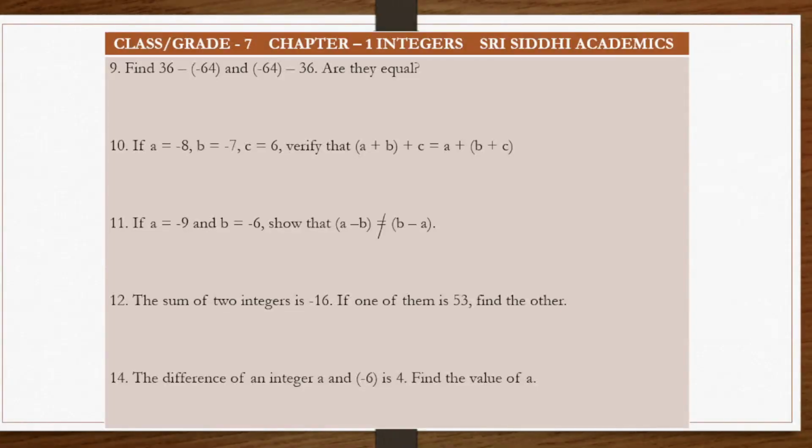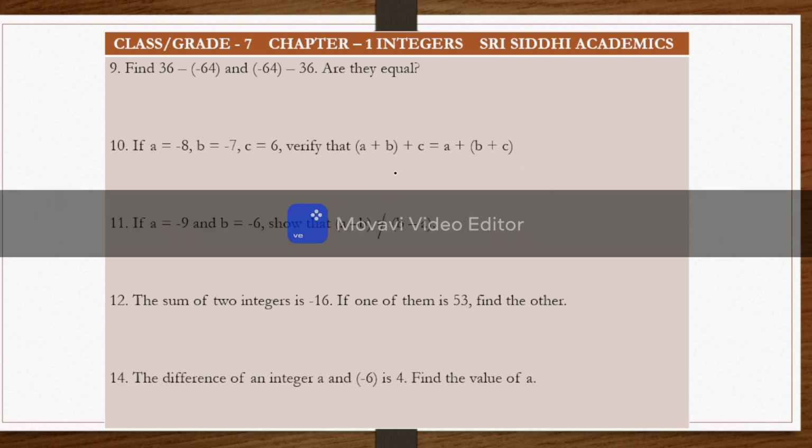So let's start. Let's start with question number 9. Question number 9 says find 36 minus of minus 64 and minus 64 minus 36. If they are equal, are they equal? That's what it is saying. So first we need to find this.